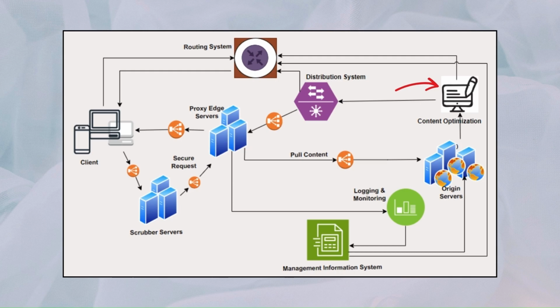For instance, minification trims unnecessary parts like spaces and comments from HTML, CSS, and JavaScript files. Logging and monitoring tools track CDN performance metrics, monitor server health, and provide insights into traffic patterns and usage trends. Management system controls and monitors the operation of the CDN, including configuration, performance monitoring, and analytics.